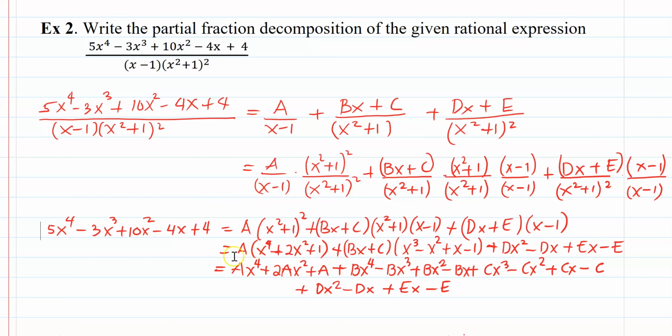And then we will distribute A. So A times x^4 is Ax^4. A times 2x^2 is 2Ax^2. A times 1 is A. And then we distribute the (Bx + C) to x^3 - x^2 + x - 1. So Bx times x^3 is Bx^4. Bx times negative x^2 is negative Bx^3.